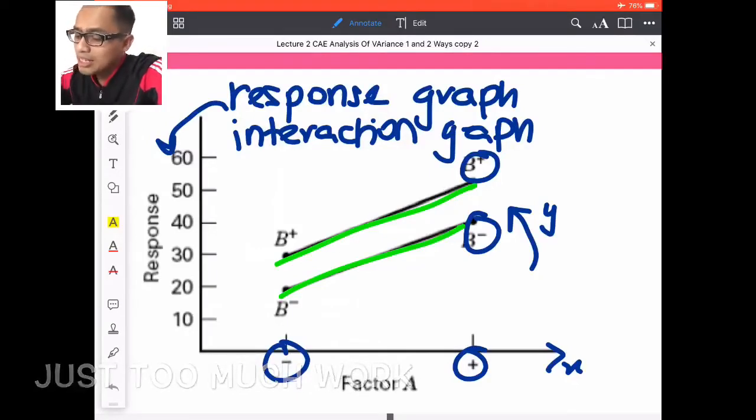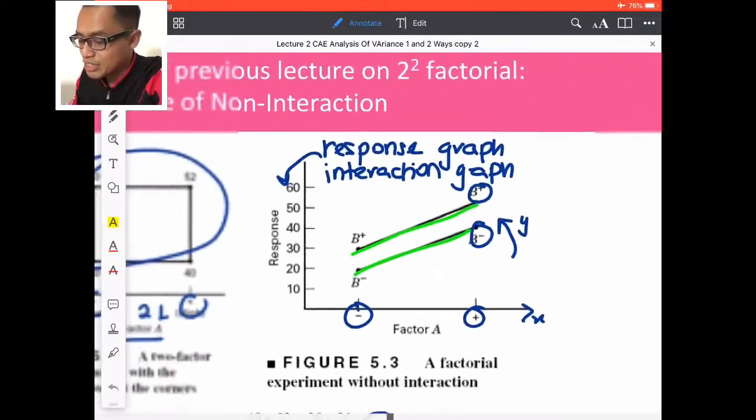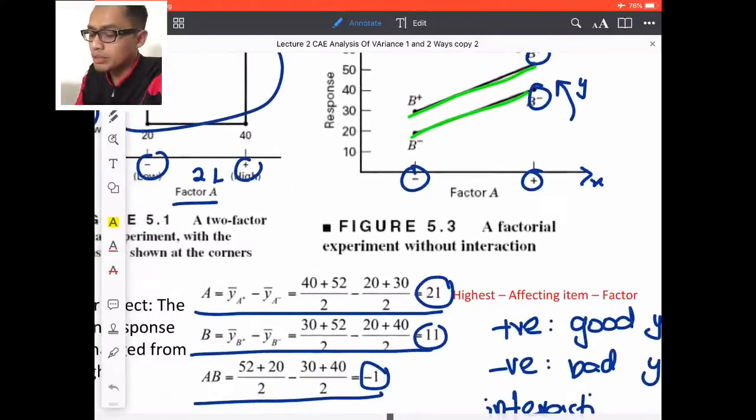It's too much work. For the y-axis, it will be the B plot. As you can see here, these two green lines are not crossing. That means there's no interaction between them. That means in this experiment between factor A and factor B, no interaction exists. The calculations are not the point here, but I want to discuss the answer.